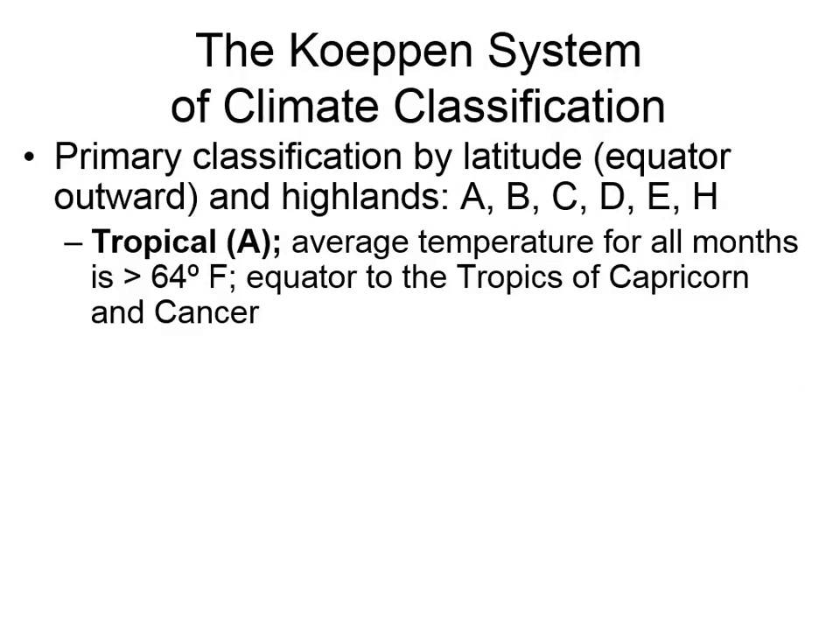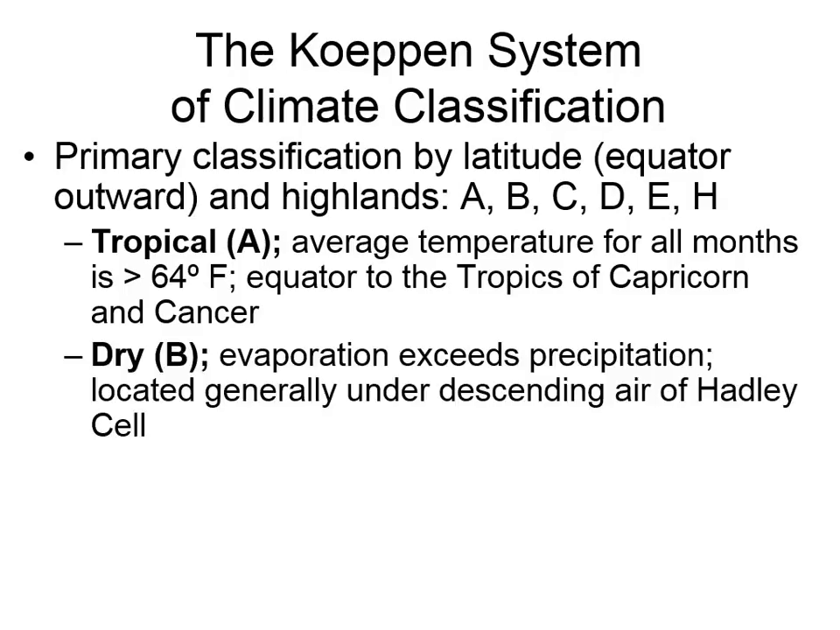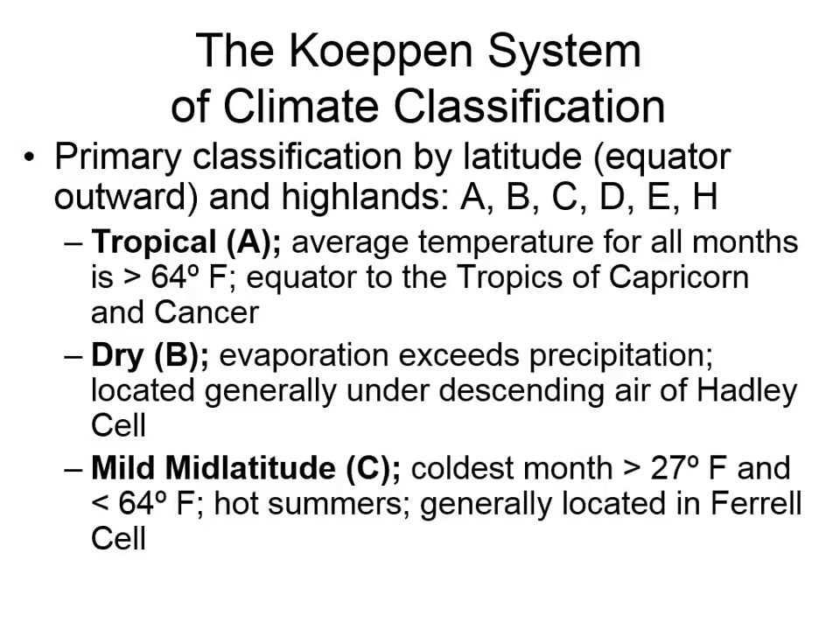B, actually, do you remember? I like it because it brings back something we talked about earlier in this class, that we have the Hadley and the Ferrell cell bumping up against each other, and where they bump up, about 30 degrees latitude, we have descending air, and so actually that's nice and warm and dry. So our C type of climates then would be above that.